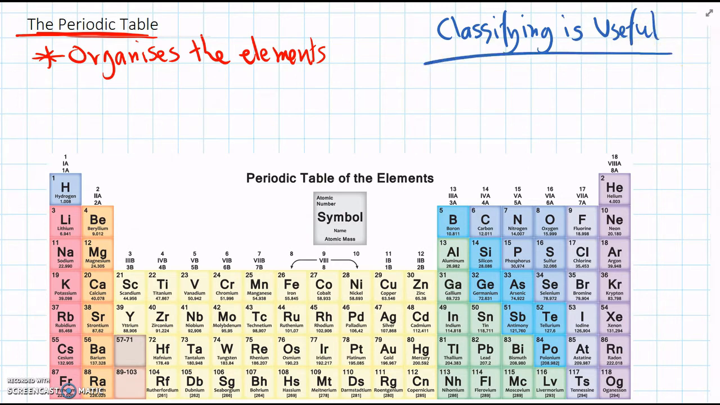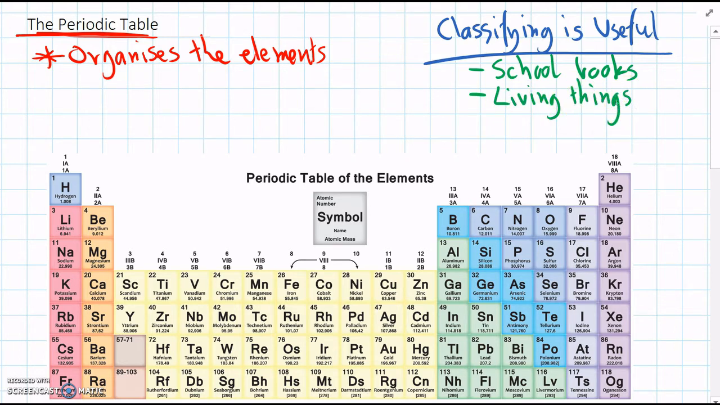Think about how you classify and organize all your school books and all your work. So you have everything in a certain book or a certain folder, which keeps it organized. And we also classify living things. Remember, there are 5 main kingdoms, and we group living things to make it easier to understand them and to talk about them. So it's the same for elements.